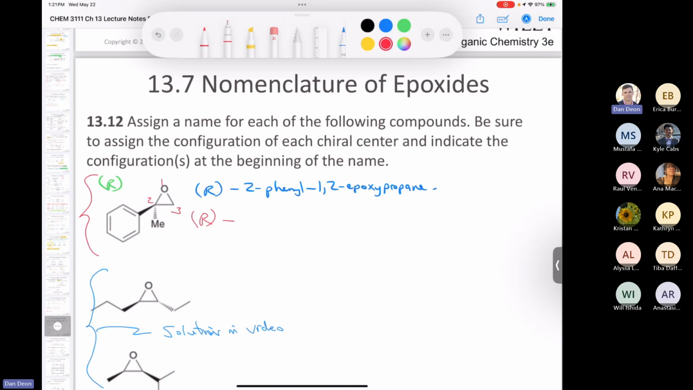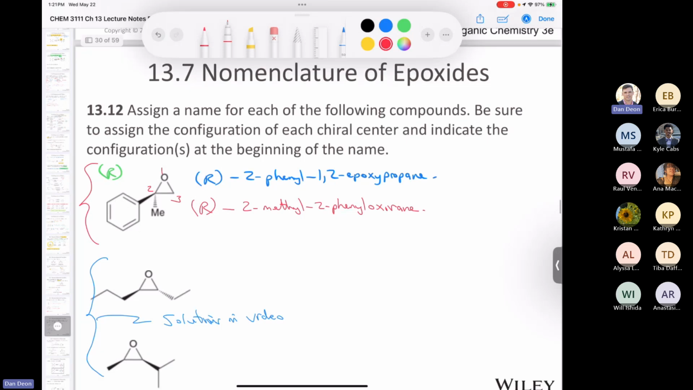And then we have a 2-phenyl and a 2-methyl. Well, M comes before P in the alphabet, so this is R-2-methyl-2-phenyloxirane. And there you go.